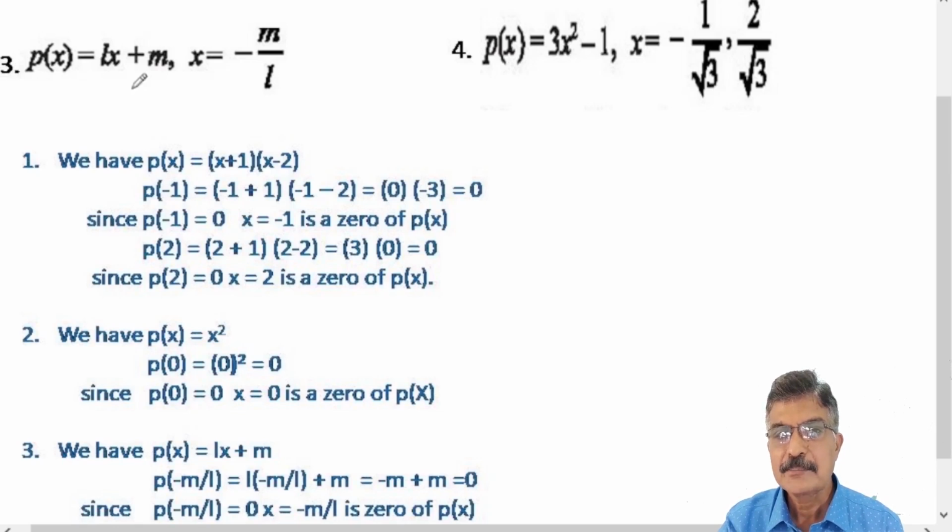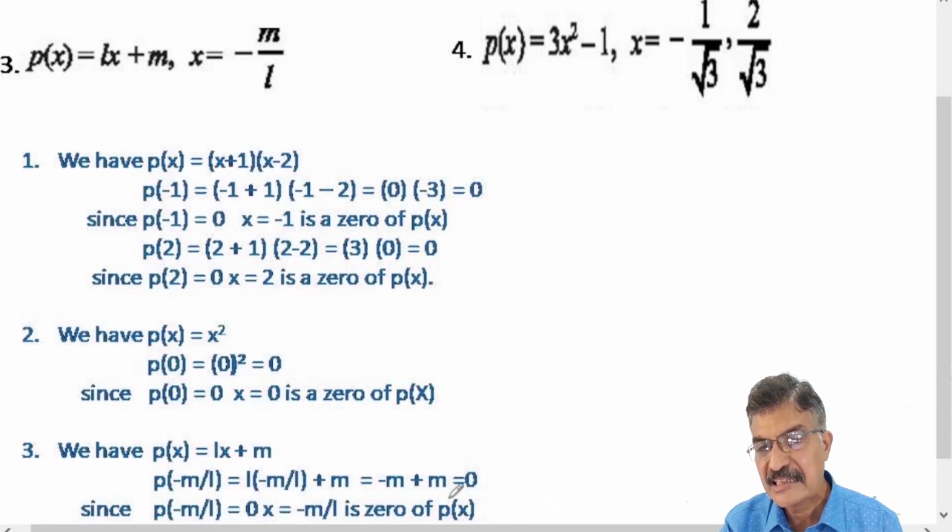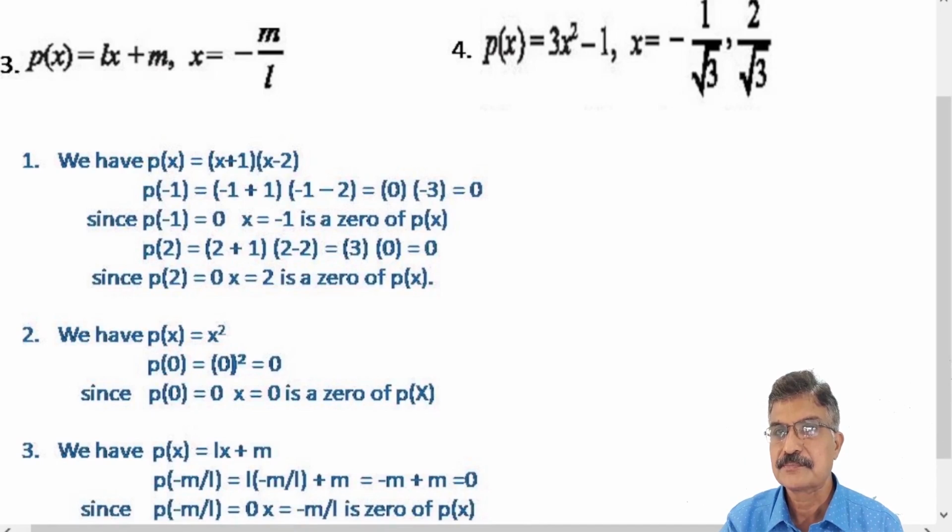Third one. p(x) is equal to lx plus m. We have to check whether x is equal to minus m by l is a zero of p(x). Substitute x with minus m by l and do the arithmetic. We can see that p(minus m by l) is equal to 0. Since p(minus m by l) is equal to 0, x is equal to minus m by l is a zero of p(x). And the fourth one is left for you.